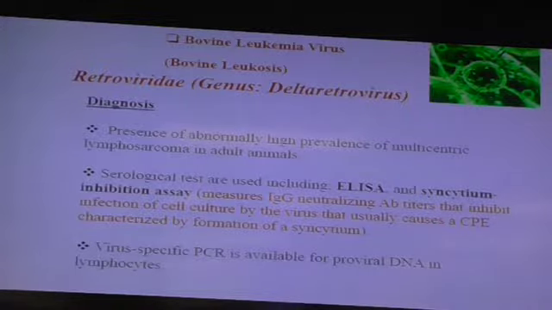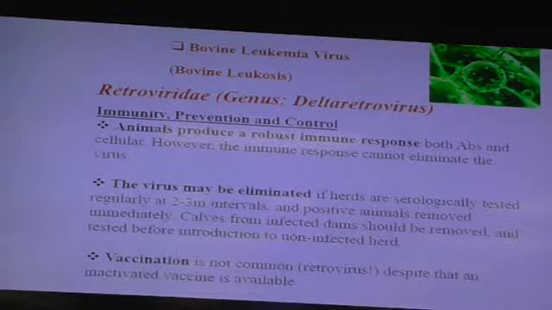Among other assays, PCR can be used, like in some other cases of retroviruses. If the virus DNA got incorporated or integrated in the host genome, then you can look for the proviral DNA, in this case in lymphocytes which are affected.